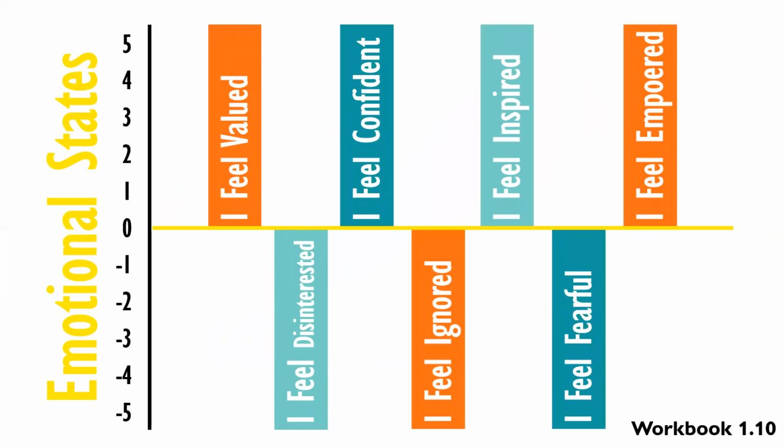And then at the bottom right of page 5, section 1.10, for each block, mark an X where you locate yourself in relation to the feeling statement as it applies to you at work. The top ones are positive emotional states, and the bottom ones are negative emotional states. Ideally, you want to be high on the top ones and low on the bottom ones. So go ahead and pause the video to give you time to identify your emotional state in relation to each statement.